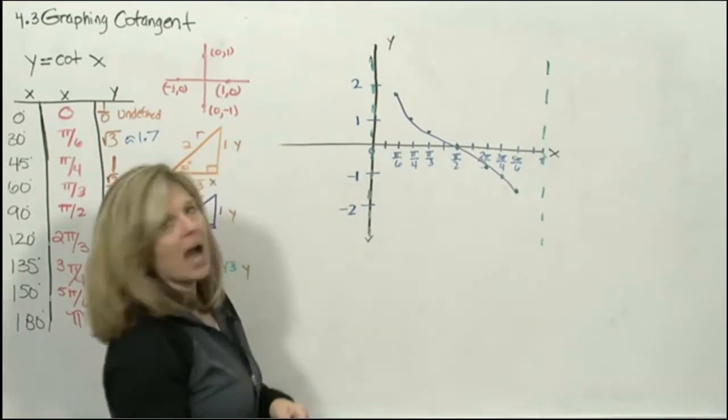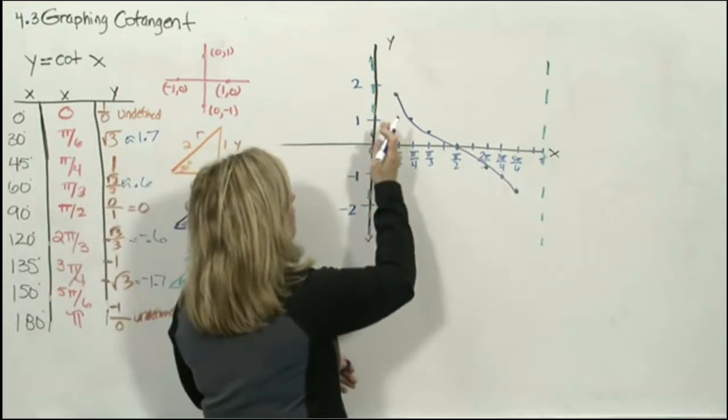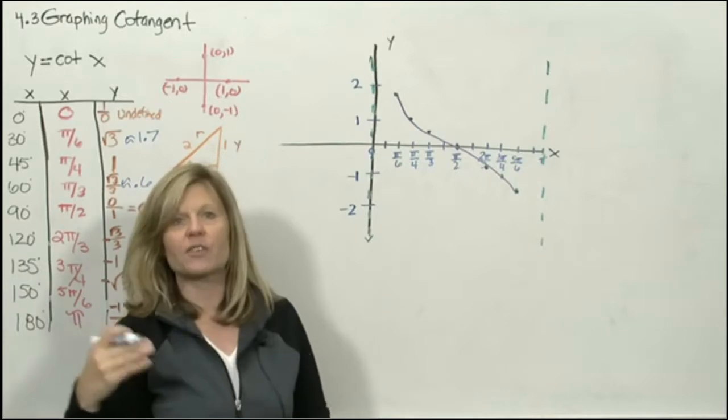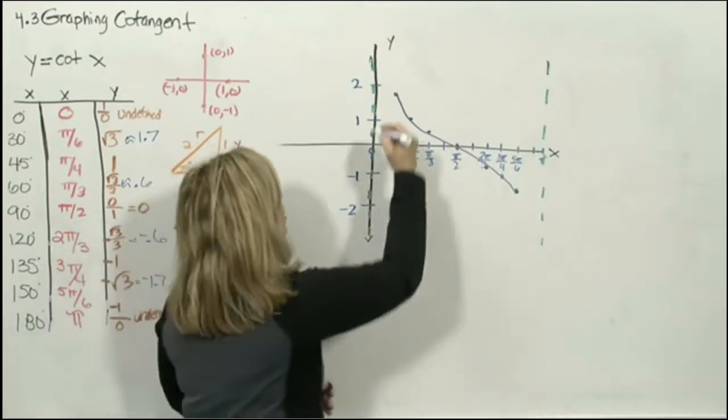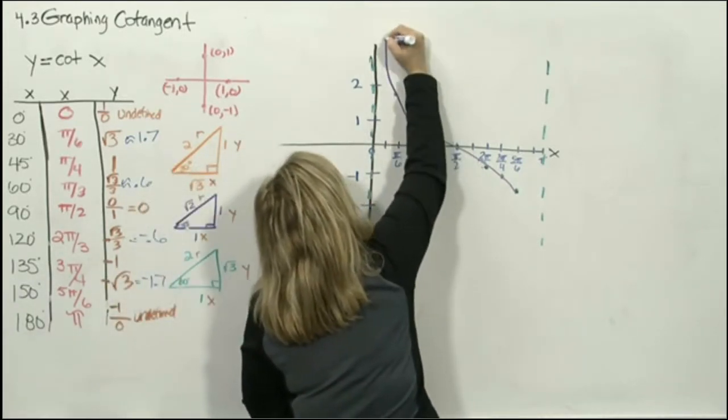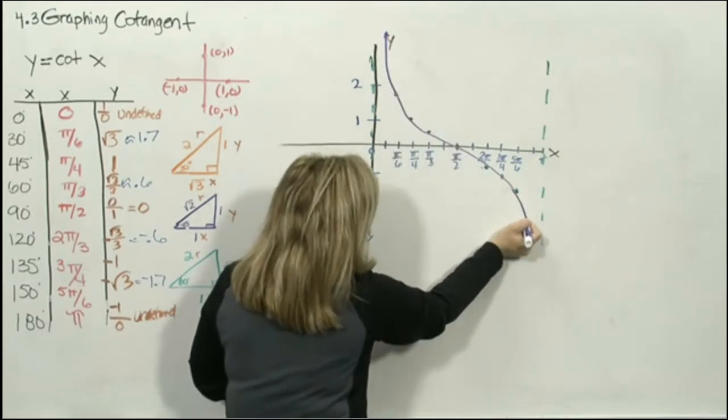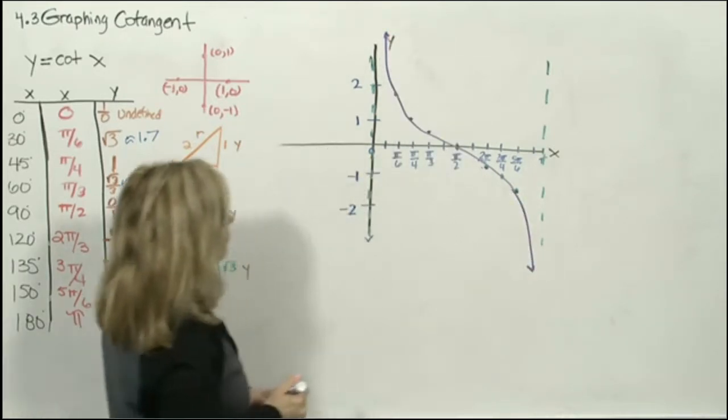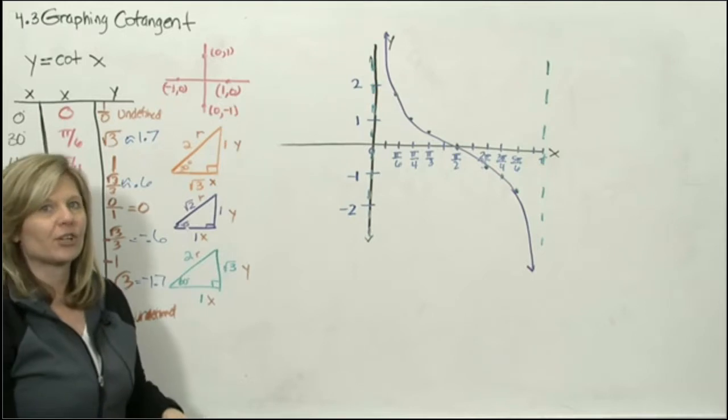And it doesn't stop. Remember, the whole point of the asymptote means the curve is going to get close to the asymptote but never touch it. So here on the left, it's going up. Here on the right, it's going down. That is a cotangent curve.